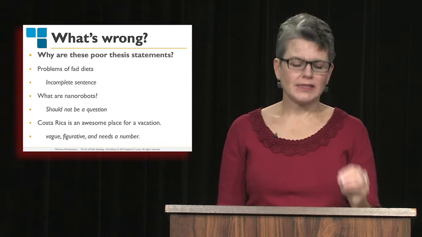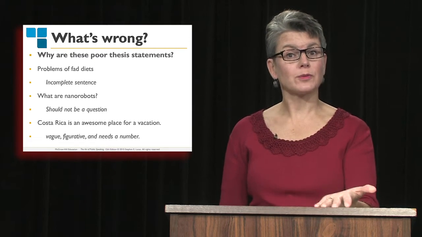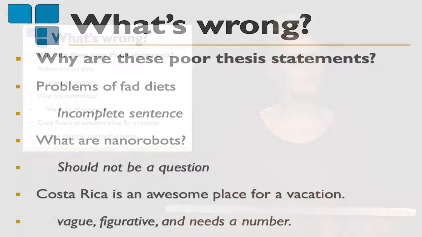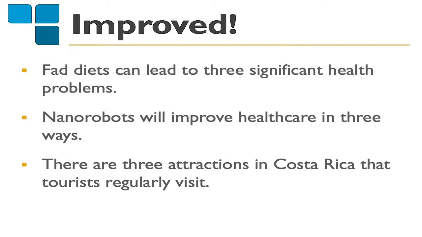So if these were my topics, if I had fad diets and nanorobots and Costa Rica, those were my topics, what could I do to make them better? Let's take a look. Fad diets can lead to three significant health problems. We've got the number 3, full complete sentence. It's really succinct and it's very specific. Nanorobots will improve healthcare in 3 ways. Same kind of thing. We've got everything we need in there. Full sentence, the number 3, nice and tight.